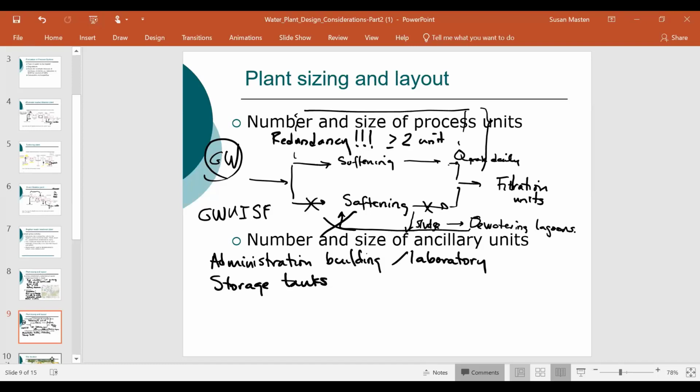You need storage tanks for various chemicals. So this can be for chemicals. This could be for treated water. It could be, in some cases, untreated water.